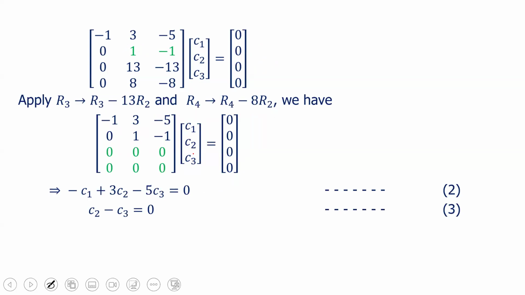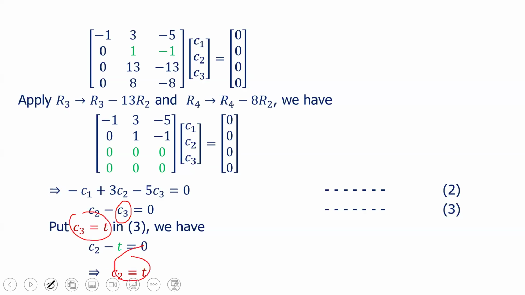Here we have three variables, C1, C2, and C3, but we have only two equations. It means that one variable has independent values. Let us put C3 equal to T. Then we have C2 minus T equal to 0. Therefore, C2 is equal to T. If C3 is T, then C2 is also T.